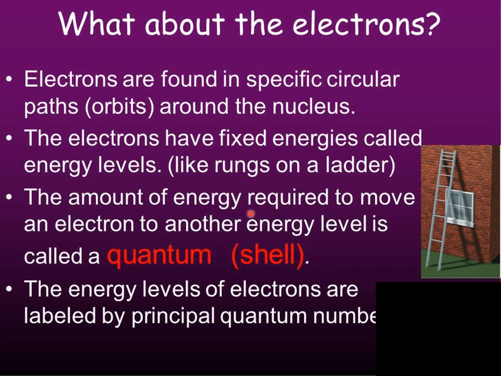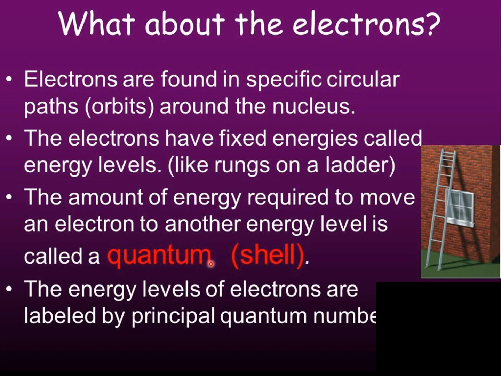Then the amount of energy required to move an electron to another energy level is called quantum or shell. So quantum numbers ఉంటాయి, మీరు Bohr quantum theory కూడా ఉంది. We have different quantum numbers: the spin quantum number, magnetic quantum number, azimuthal quantum number, principal quantum number. 4 types of quantum numbers we will be having.